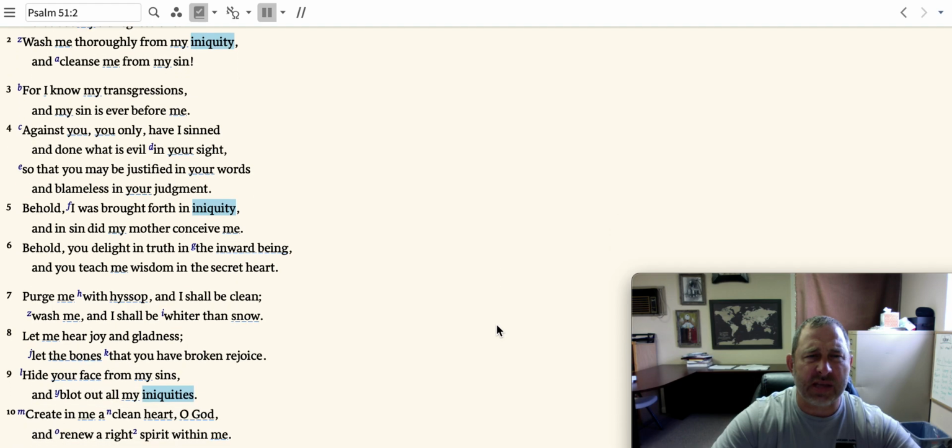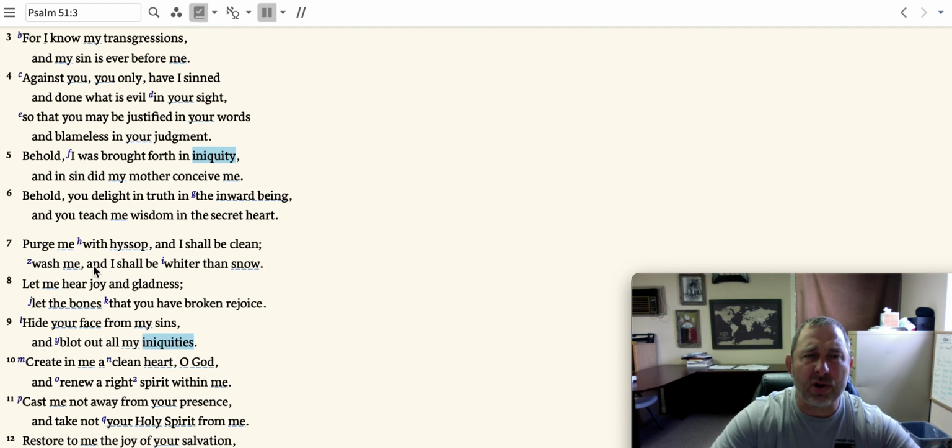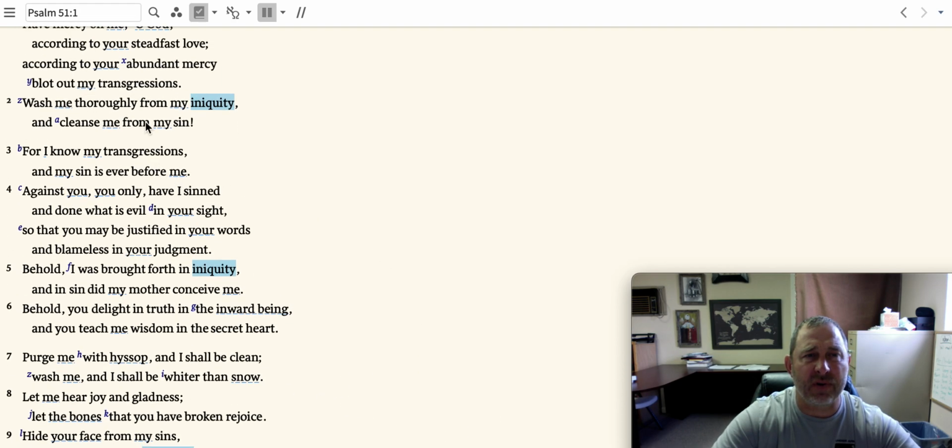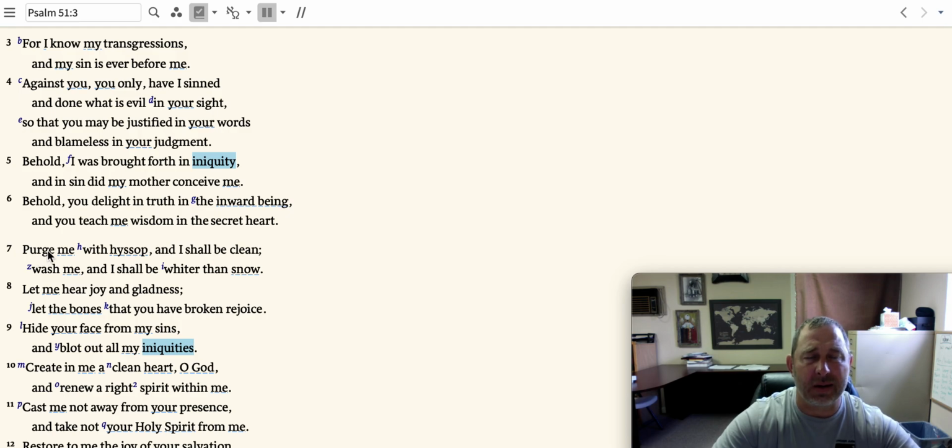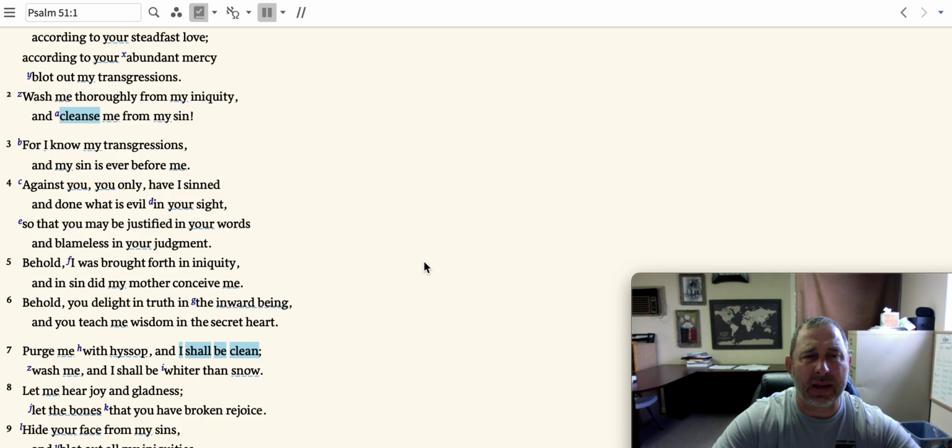Now skip down to verse 7. What is it that David wants? Purge me. This goes back to what we saw up here in verse 1 and 2. Blot out my transgressions. Wash me, cleanse me. What is it David wants? Purge me with hyssop and I shall be clean. So David is wanting God to cleanse him, isn't he? Wash me. Here's that same word. Wash me and I will be whiter than snow. So David is wanting God to cleanse him, to wash him, to make him whole again, if you will.